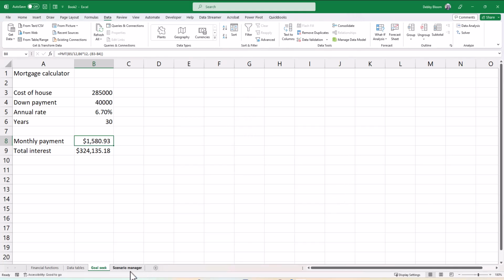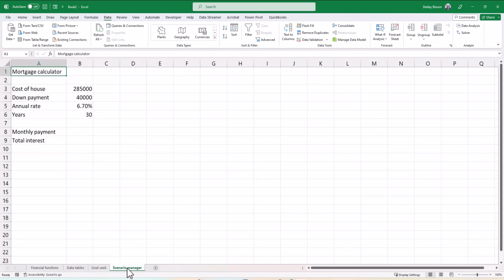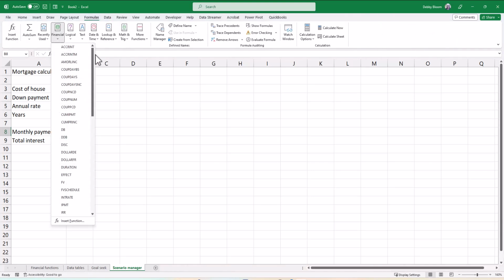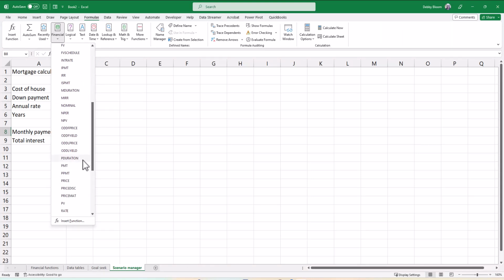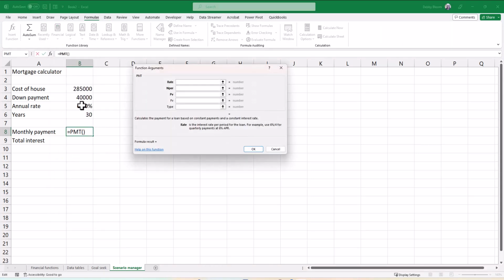Now, let's move on to the last one I'm going to demonstrate, which is Scenario Manager. So once again, I'm going to calculate my monthly payment just to give you lots of practice in this. So formulas, financial, PMT, 6.7% divided by 12, 30 multiplied by 12, and then PV, negative, open parentheses, cost of the house minus the down payment, close parentheses, and click OK.